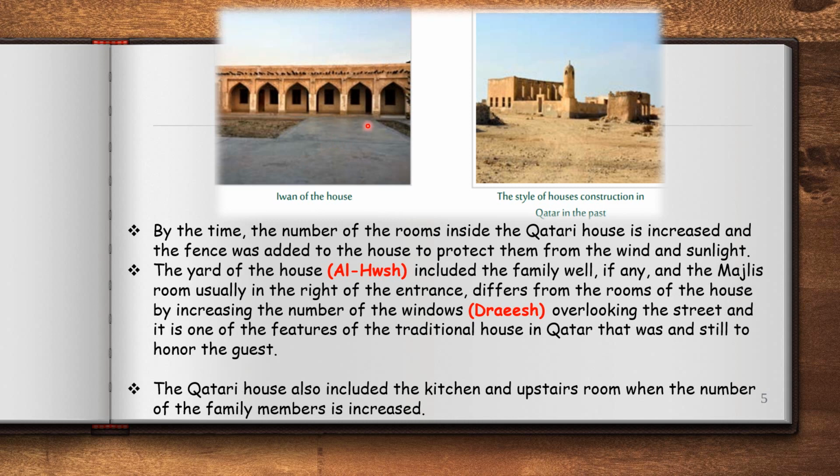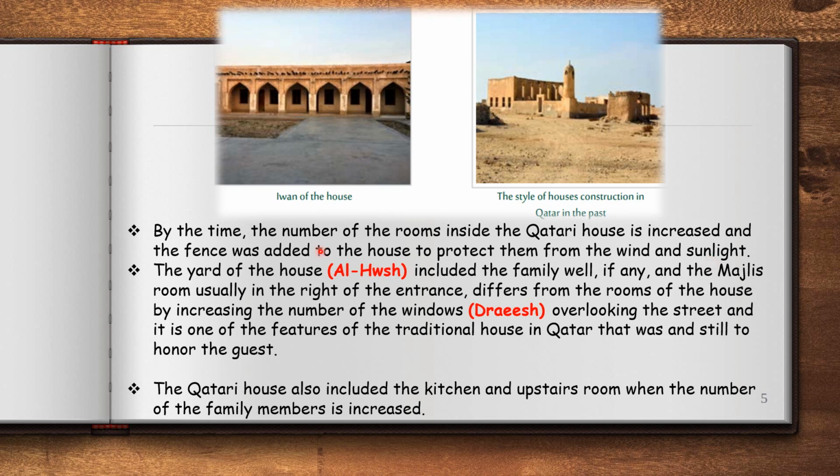Now students, look at this picture. It is an example of the Aliwan part of the house, and for us, we say veranda. It created shade and acted as an important part of the traditional Qatari house. By the time, the number of rooms inside the Qatari house increased and they added a fence to protect them from wind and sunlight. And also, it gave some privacy to the family.